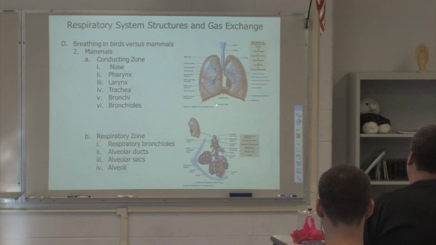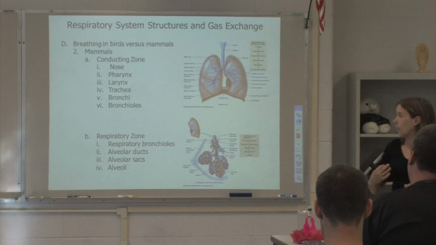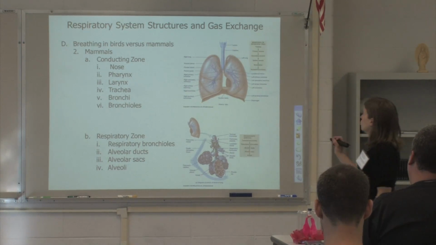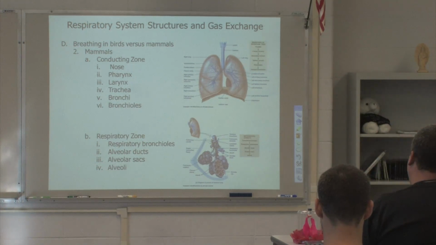When we look at breathing in mammals, again, the lungs are internal to the body, the air is in the external environment, so it has to get into the lungs somehow. The structures that get the air into the lungs are part of the conducting zone. Where the exchange of gases happens is part of the respiratory zone.